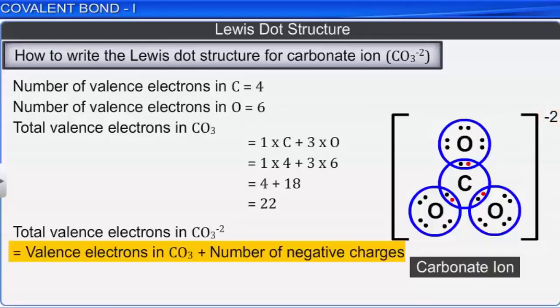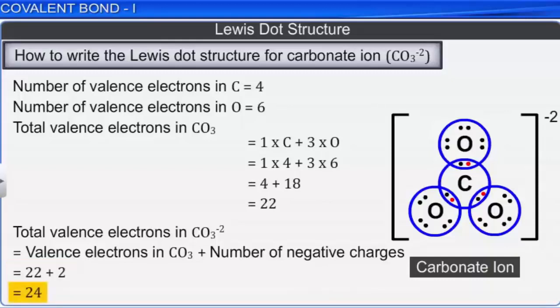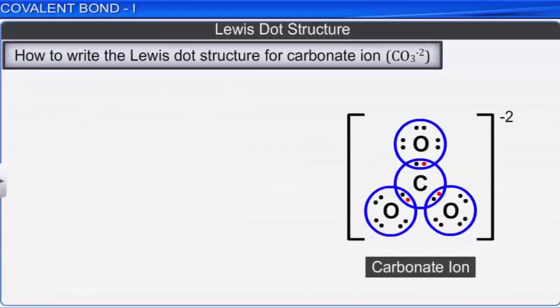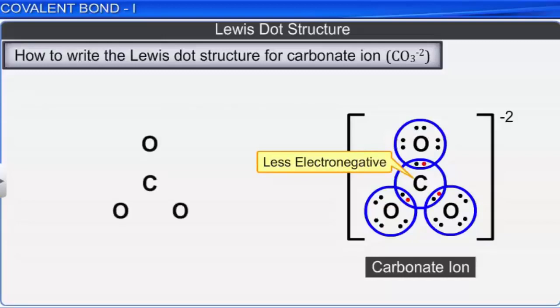The total number of valence electrons here is 22. Hence, the total valence electrons in carbonate ion is 22 plus 2 equal to 24. In the carbonate ion, as carbon is less electronegative, it is placed at the center, whereas 3 oxygen atoms are placed around it at the terminal positions. The skeletal structure of carbonate ion is as shown.